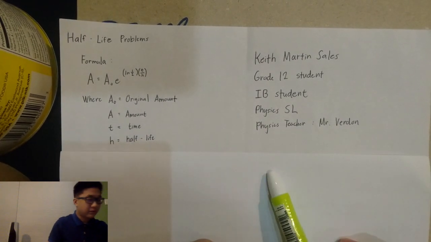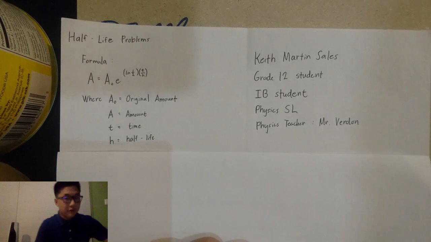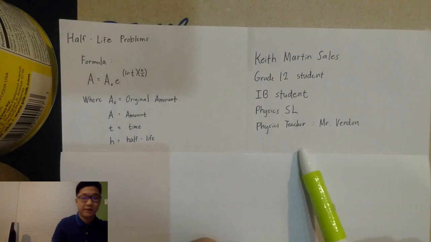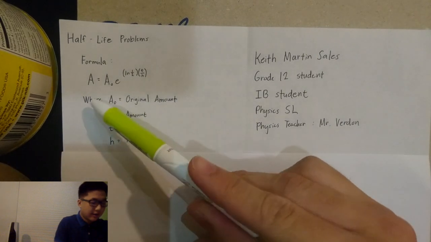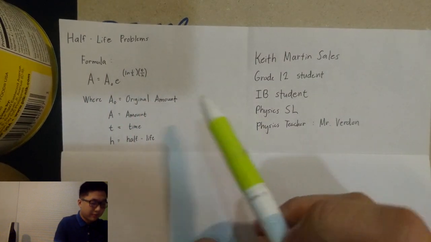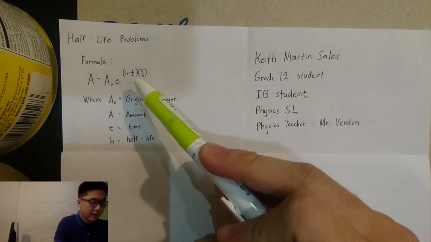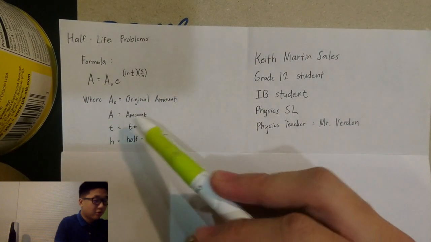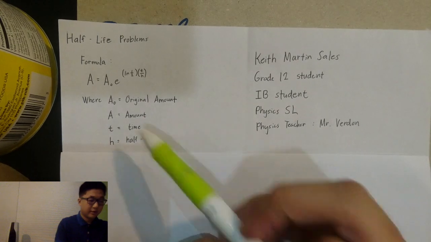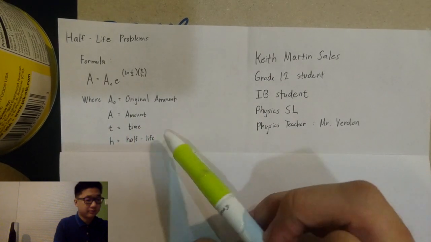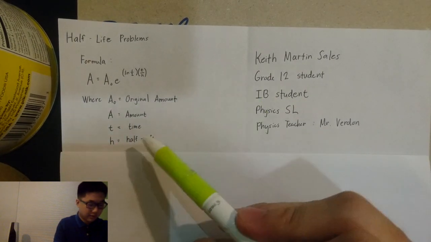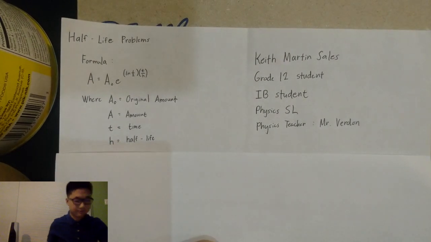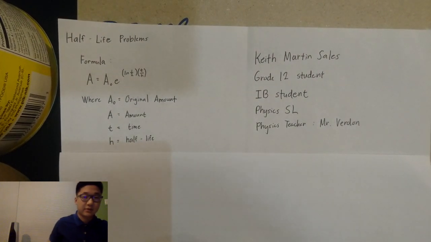Of course, when solving half-life problems, we need to know the formula for half-life. This is A equals A sub O times e raised to ln 1/2 times T divided by H, where A sub O is the original amount, A is the amount, T is the time, and H is the half-life. Okay, so let's get on to our first problem.